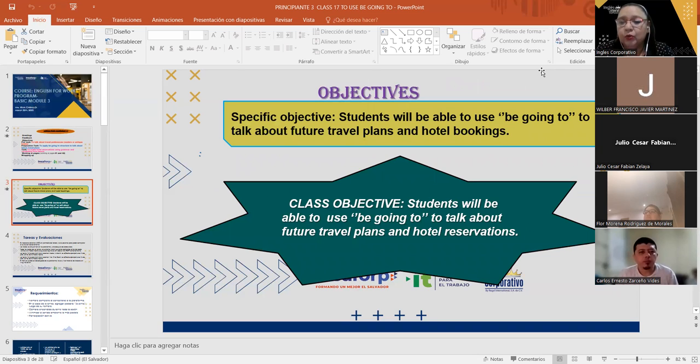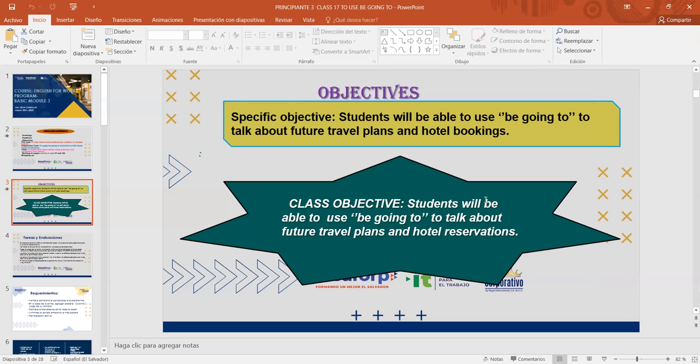I need one of you to help me read the objectives, the specific objective and the class objective for today. So who's going to be that student helping the teacher? Thank you, Carlos. I appreciate your participation.